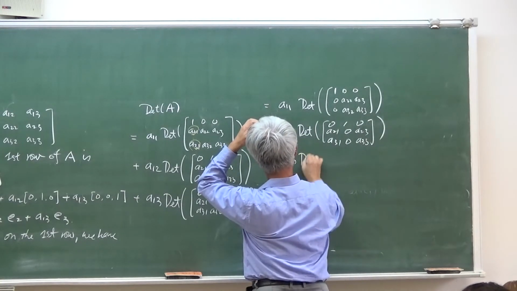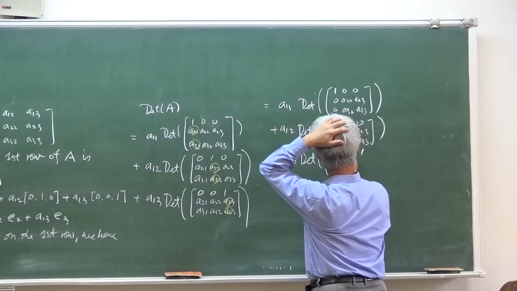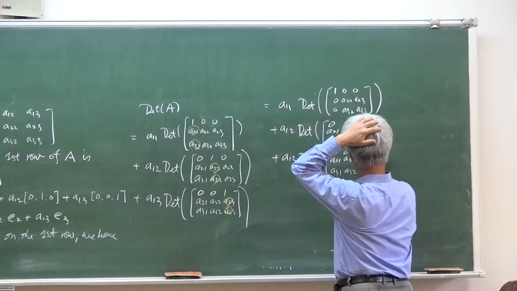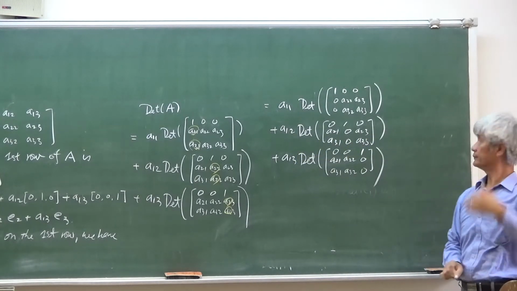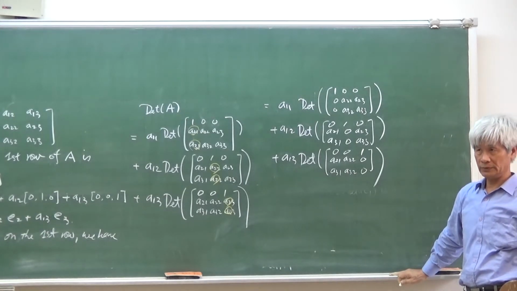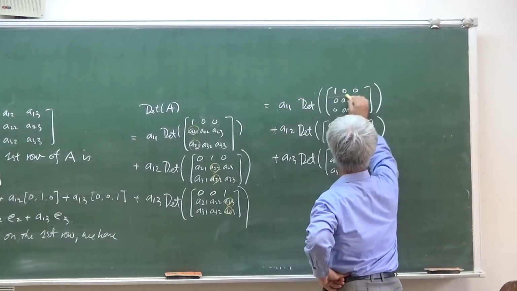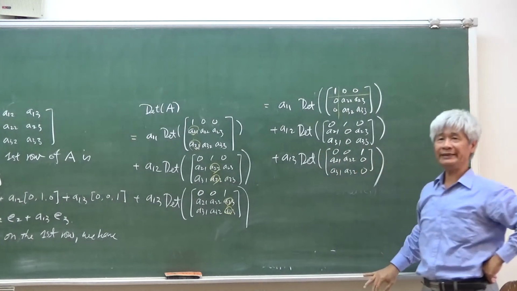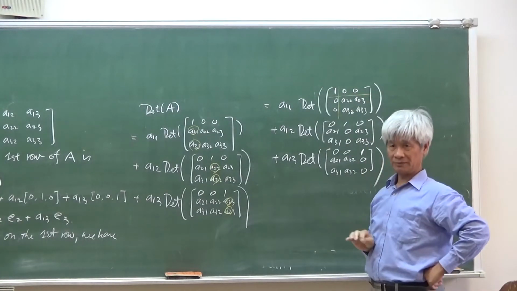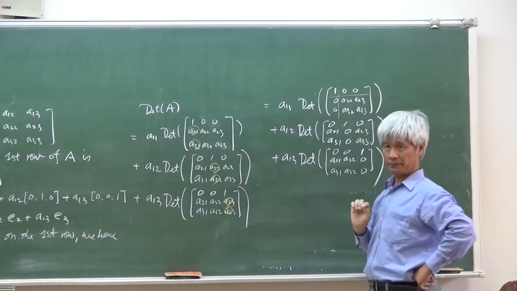A13 determinant 1 0 0 A21 0 A23 A31 0 A33 plus A13 determinant 1 A21, A22, 0, A31, A32, 0. Okay? That's okay, right? Now, this is a matrix we encountered before, right? So we know we can reduce the dimension by one. So this determinant becomes the determinant of this 2x2 matrix.